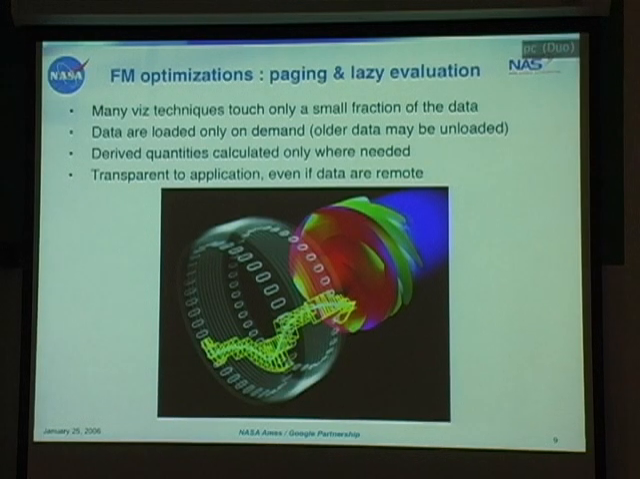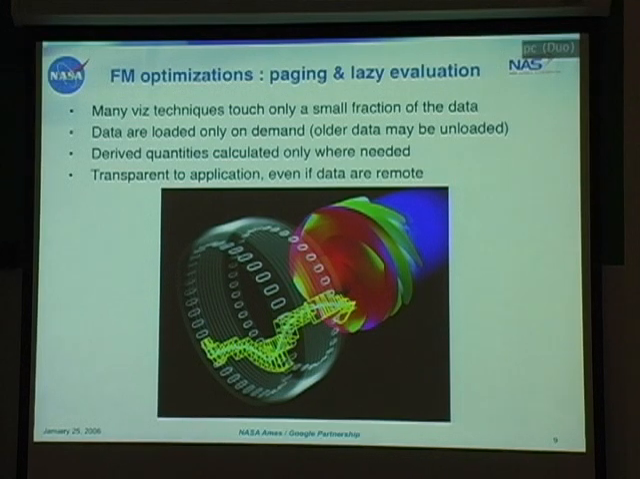A second optimization is paging. Many visualization techniques will only touch a small amount of the data. In this example, we're doing particle tracing. We're trying to show the path of one massless particle released from one of these ports. You'll notice it only passes through a very, very small volumetric fraction of the data. We don't need to pull data from the other side of this ring in order to advect this particle.